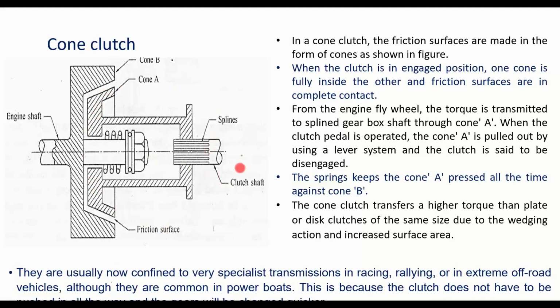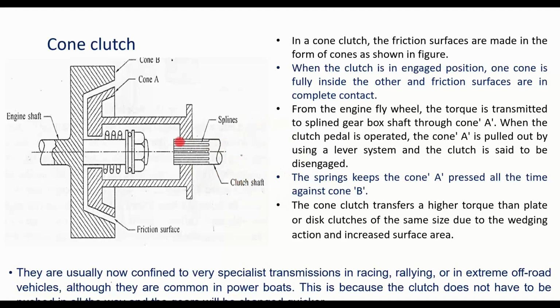The gearbox end is connected with the help of a spline shaft so that there will be no question of slipping. This is the engine end. In a cone clutch, the friction surfaces are made in the form of a cone. When the clutch is engaged, one cone will sit completely inside the other cone. That is, the driving cone sits inside the driven cone. From the engine flywheel, somewhere the flywheel will be there, the torque is transmitted to the splined shaft, and in turn it will be connected to the gearbox here.